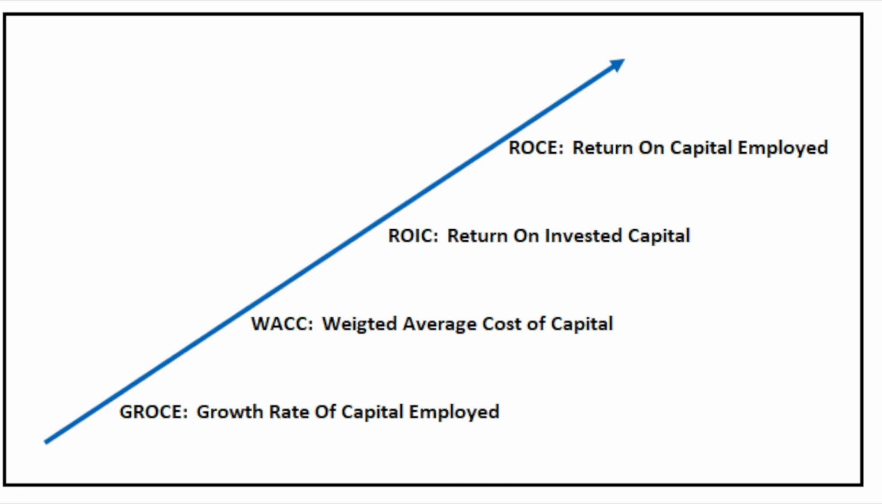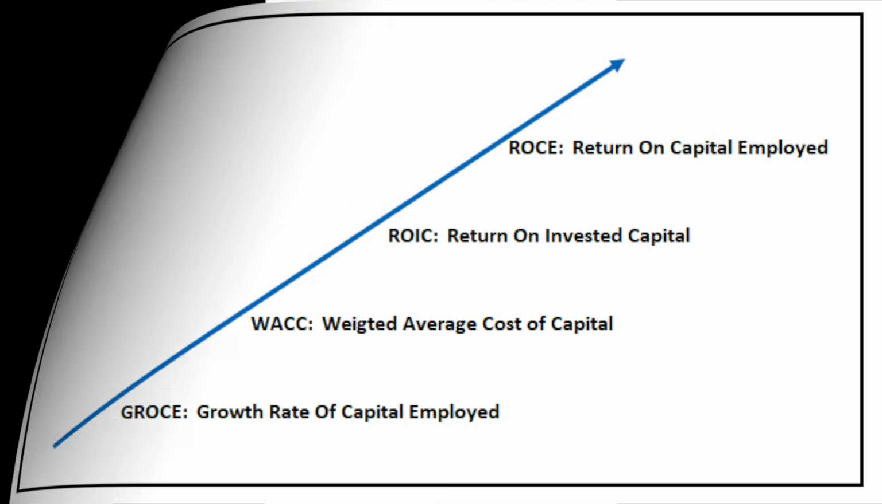4 KPIs are all you need to master a company's financial management. 3 are well known: ROCE, ROIC, and WACC. We've added a new one: GROCE, growth rate of capital employed. It forms the basis upon which the other 3 should be built. Let's take a look at all of this now.